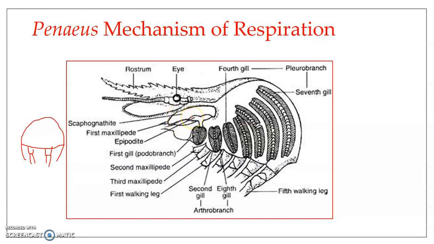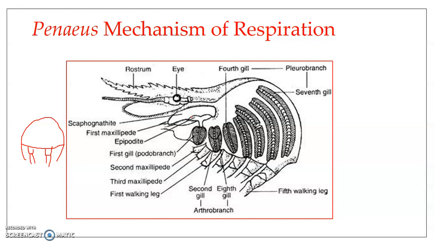The scaphognathite is very thin and highly expanded, and it keeps on moving. This movement of the scaphognathite brings water into the gill chamber. It actually bails water into the gill chamber through the anterior entrance. So water enters the gill chamber through the anterior entrance. At the same time, water is pushed out of the gill chamber through the posterior entrance. So the water lost through the posterior entrance is replaced by the incoming water through the anterior opening. Clear? So this is how the water is refreshed in the gill chamber.